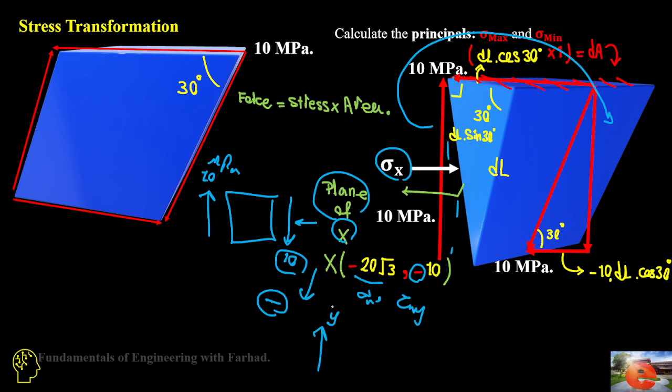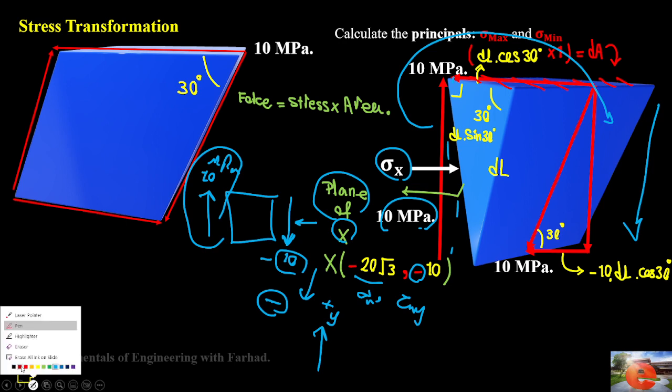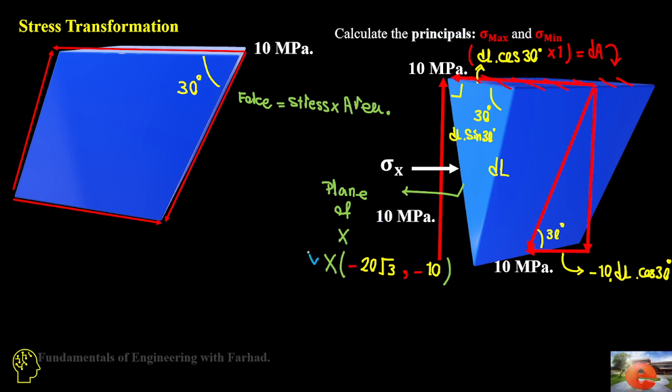shear in the positive y direction. This is a negative downward, so that's a negative 10. This is also negative 10, but it just appears on the back of our element. So we just concern ourselves with this part, so it just gives us the plane of x like what you can see here. And let's see how about the plane of y.